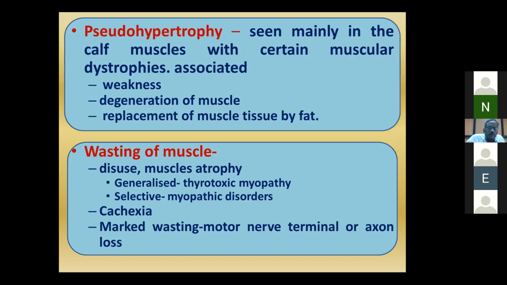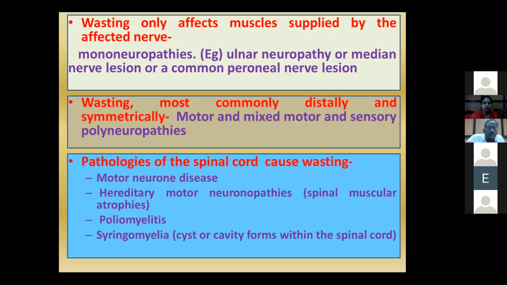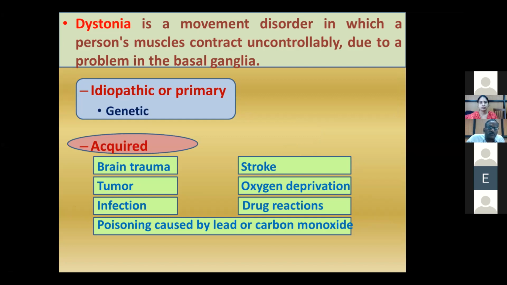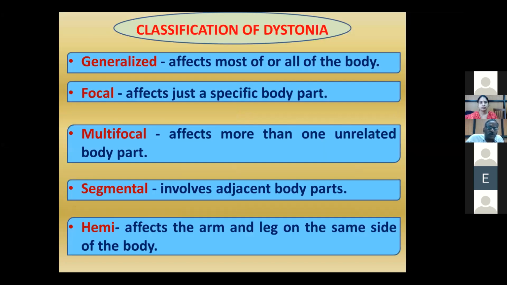Next, wasting will be there in the neuropathies and motor neuron diseases again. Fasciculation is one abnormality, seen in amyotrophic lateral sclerosis and neuropathies. Next, dystonia is one abnormality; it can be genetic or due to trauma. This is the classification of dystonia: generalized, focal, multifocal, segmental, and hemi. Generalized is for the general body, focal is for a particular body part, multifocal, segmental is one segment, and hemi is one half of the body.